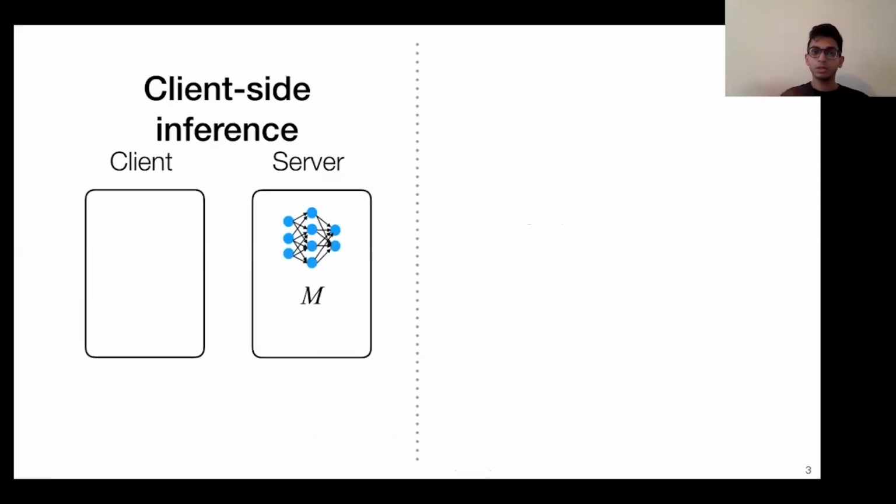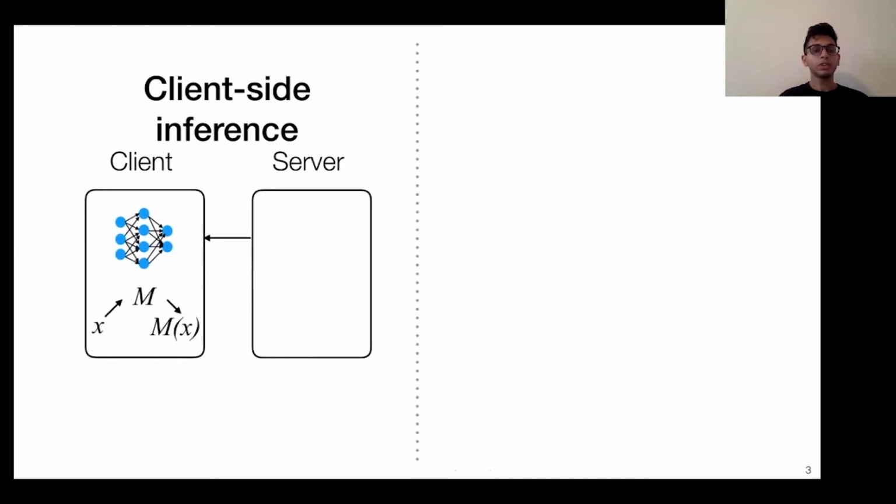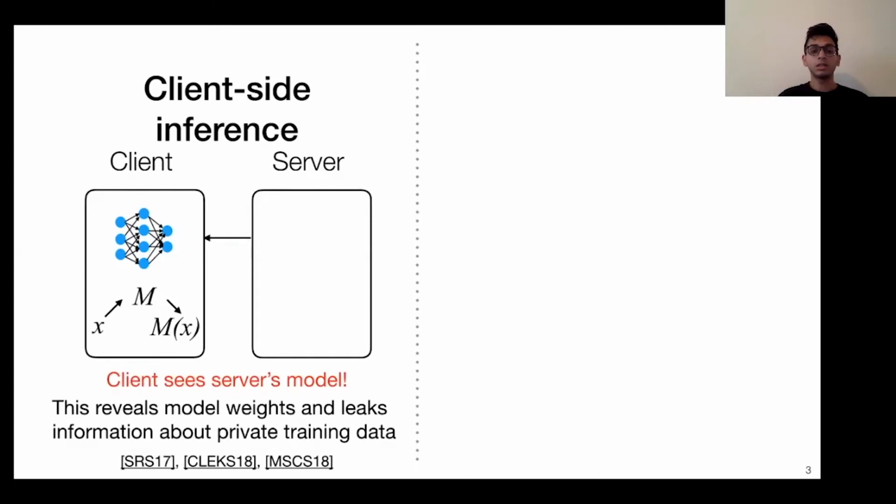The first most straightforward option is to use what's called client-side inference. Here, the server stores its model M on the client's device, and the client can then locally query this model to obtain the prediction M of X. Now, the problem with this is that the client sees the server's model weights in plain. This reveals not only the model weights, but could also leak information about the data that was used to train the model. And this is not hypothetical. There's been a bunch of papers over the past few years that show how to carry out this attack.